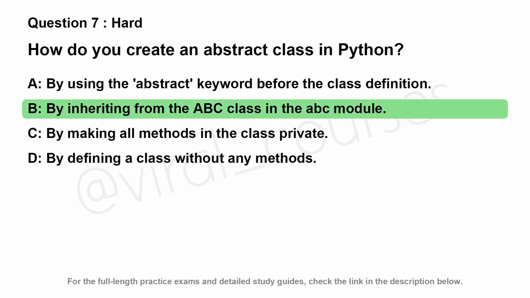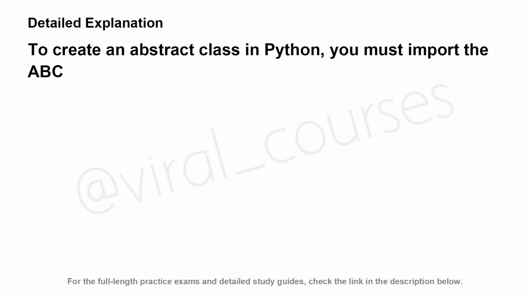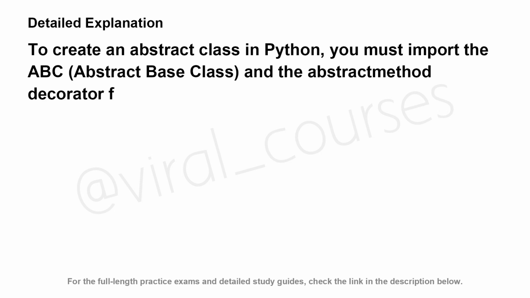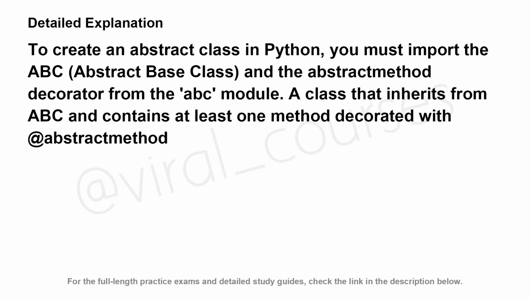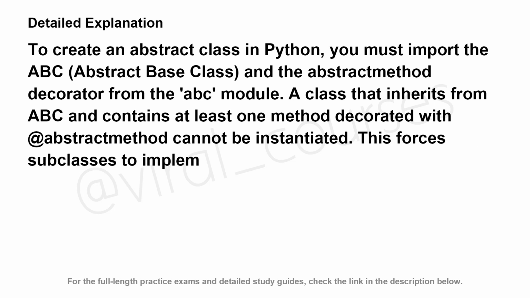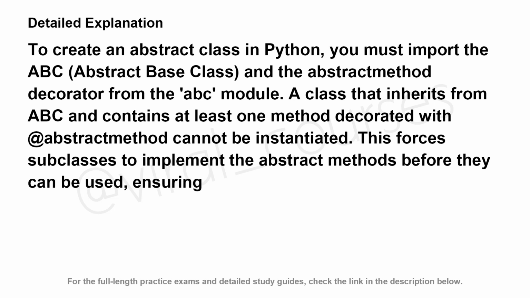The correct answer is B. To create an abstract class in Python, you must import the ABC abstract base class and the abstractmethod decorator from the abc module. A class that inherits from ABC and contains at least one method decorated with abstractmethod cannot be instantiated. This forces subclasses to implement the abstract methods before they can be used, ensuring a consistent contract.